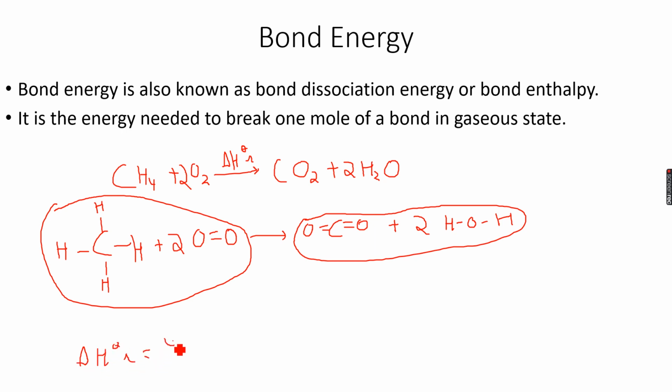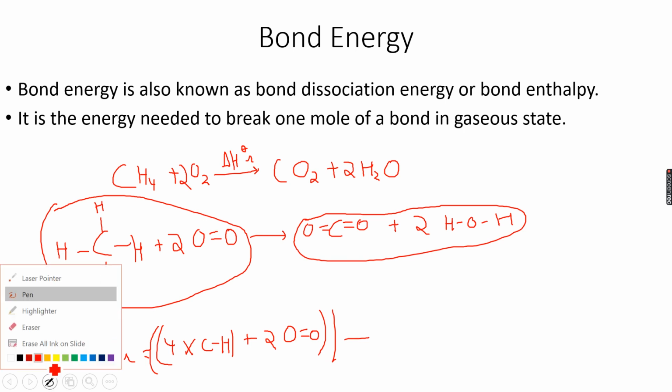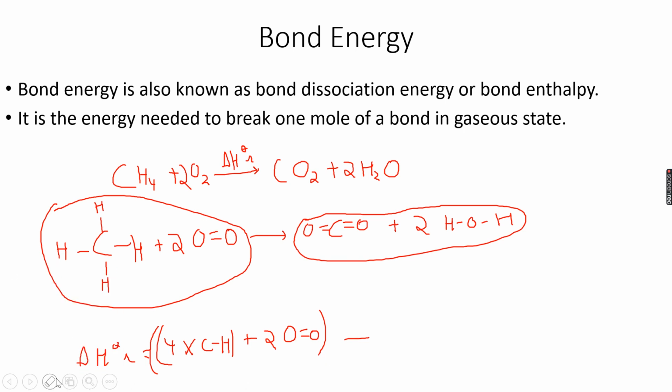will be equal to 4 into CH, because there are 4 CH bonds, so 4 into the bond energies of CH plus 2 into the bond energy of this, 2 times this bond energy, minus. So actually I've made an extra bracket, let me just remove this extra bracket. So these are the total bond energies of the reactants. Now we'll subtract from this the total bond energies of the products.